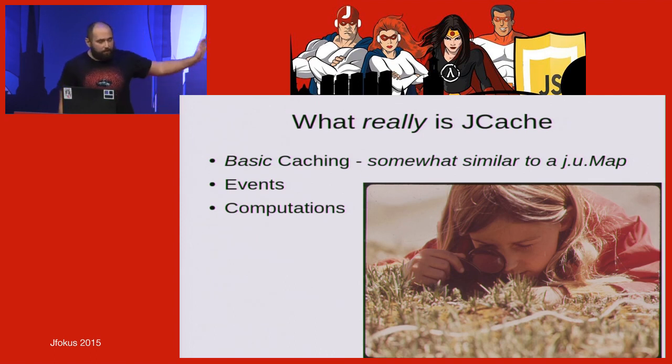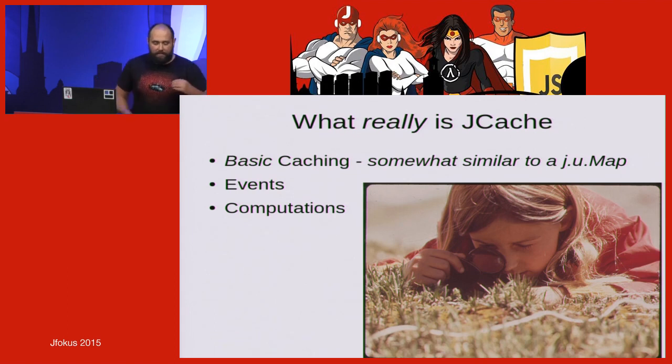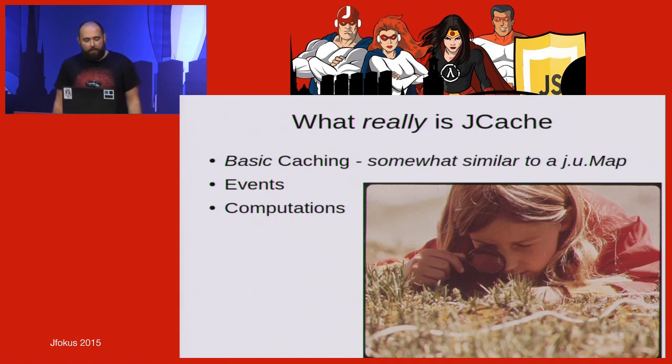The second group is eventing. So the cache can react on, let's say, puts or updates and call your listeners, and your listeners can do stuff. So instead of, for example, when you have a cache with stock prices, instead of just polling constantly what is the price of one share of Google, you will be notified if there is a change. So you can react on events.